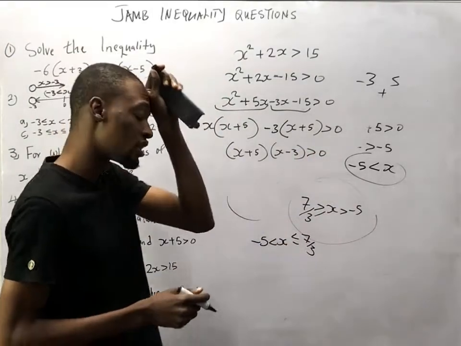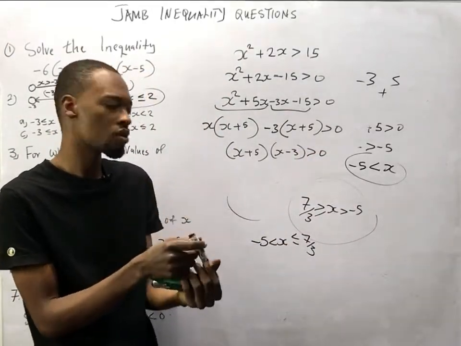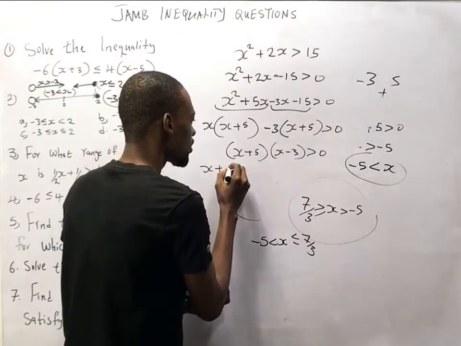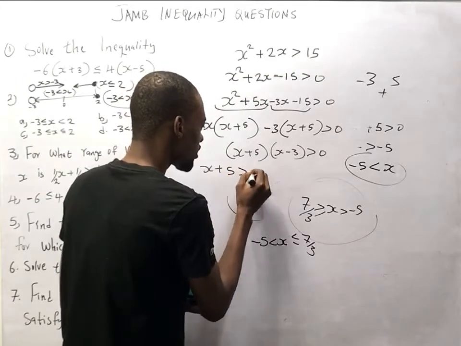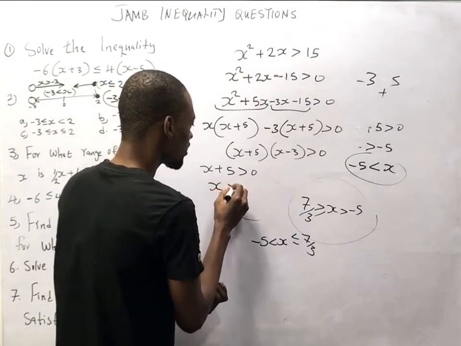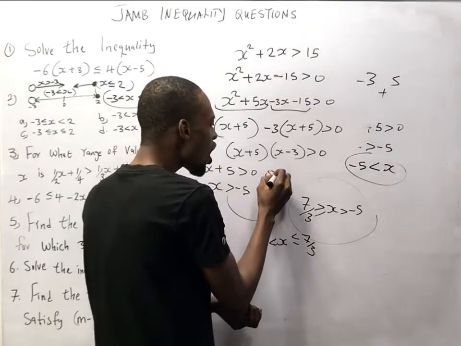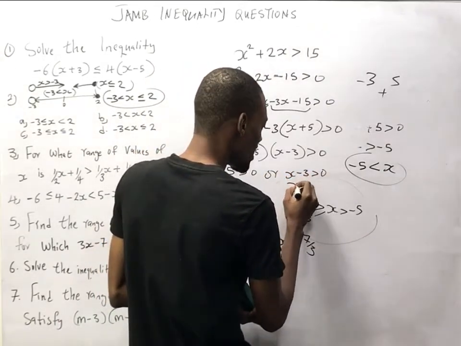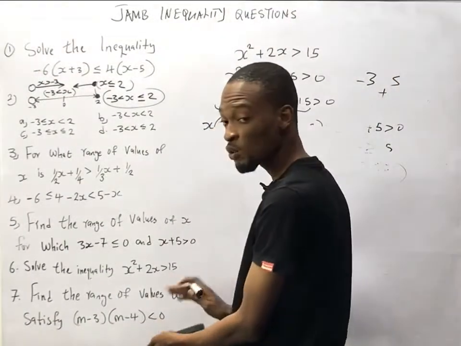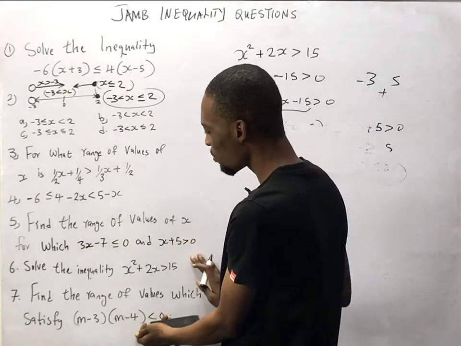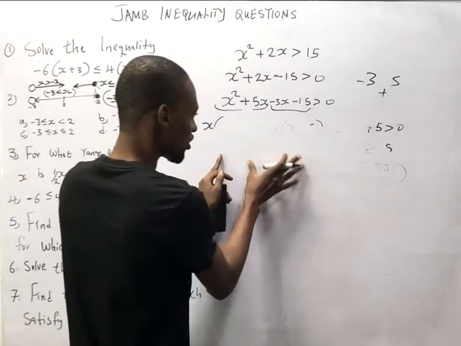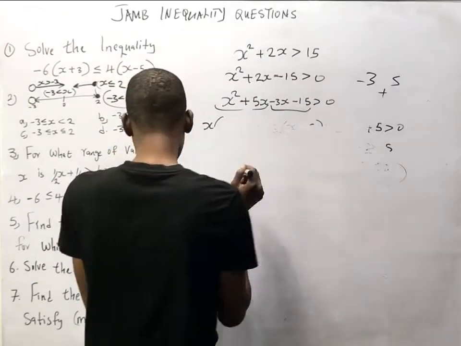So now that we have this, we will have two solutions. The first solution is s plus 5 is greater than 0. S is greater than minus 5. Or s minus 3 is greater than 0. S is greater than 3. This last question is a quadratic inequality. And we don't need to solve that much because they've already factorized. Just like solving from this last one that we solved.